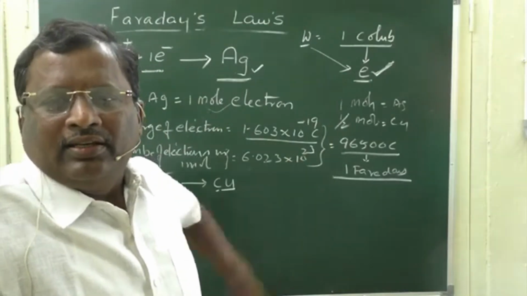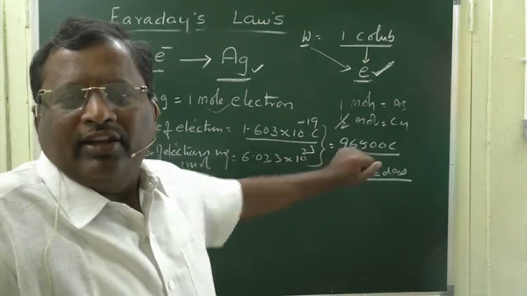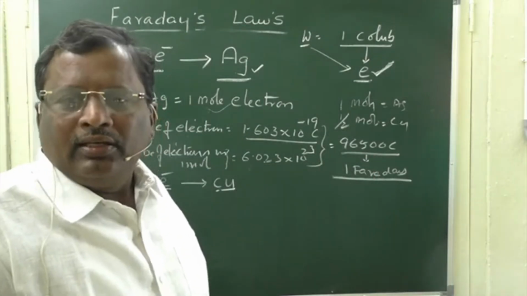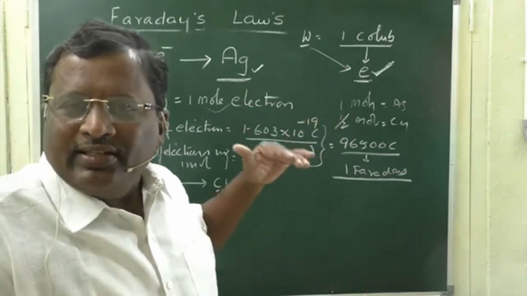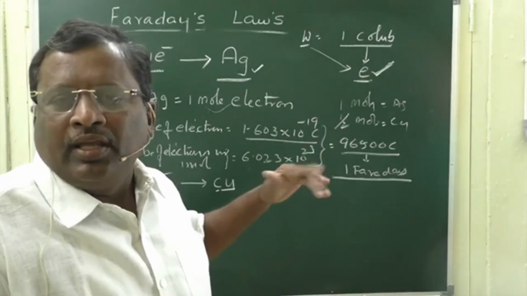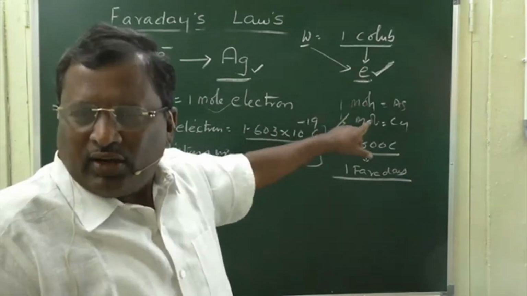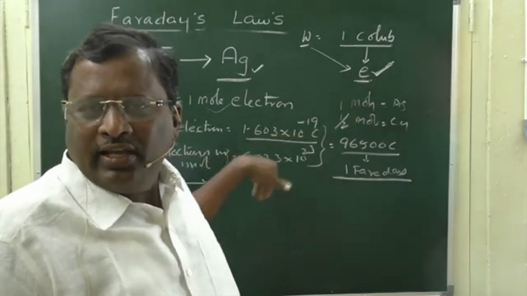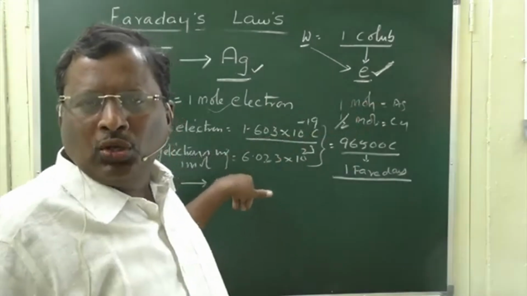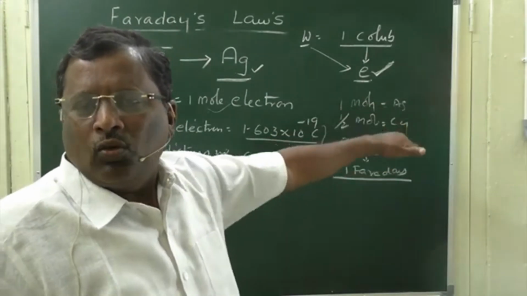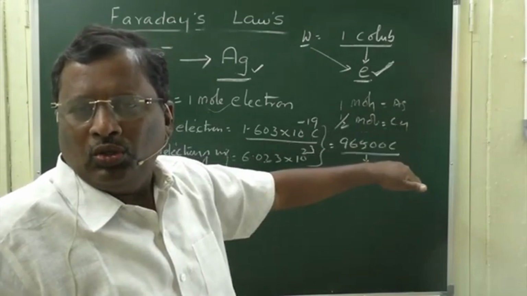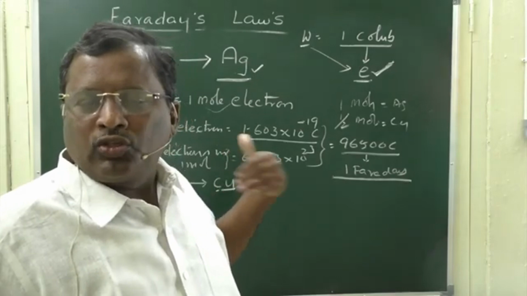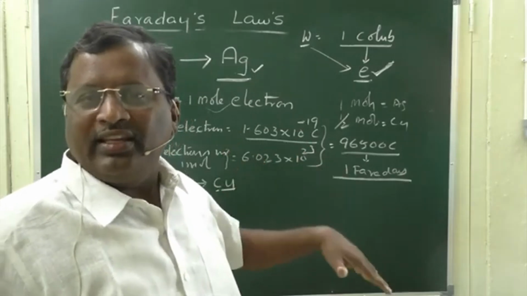Here comes the equivalent weight. Equivalent weight is nothing but atomic weight divided by its charge. Here in silver, the charge is 1. Therefore, atomic weight by 1 is its equivalent weight. In copper, the charge is 2. So, the equivalent weight is atomic weight by 2. In aluminum, the charge is +3. So, the equivalent weight is atomic weight by 3.